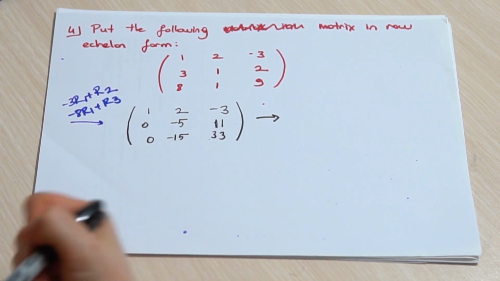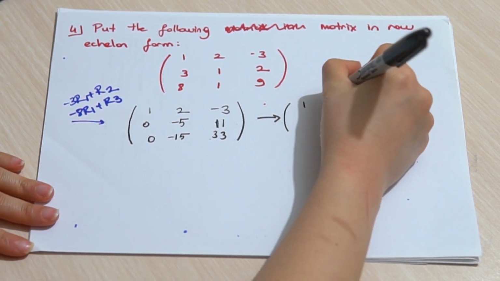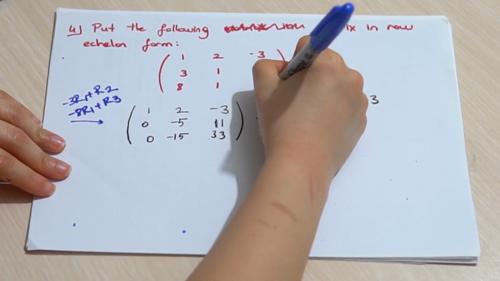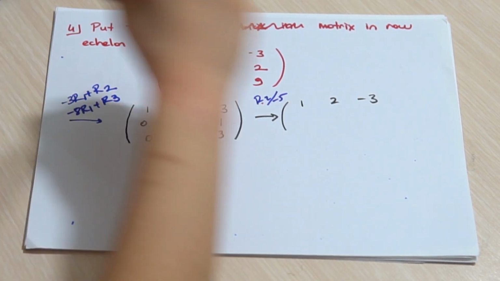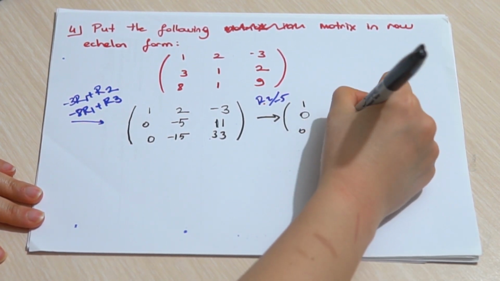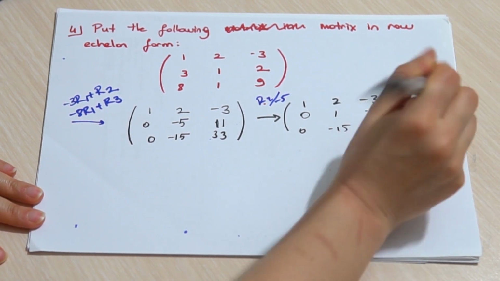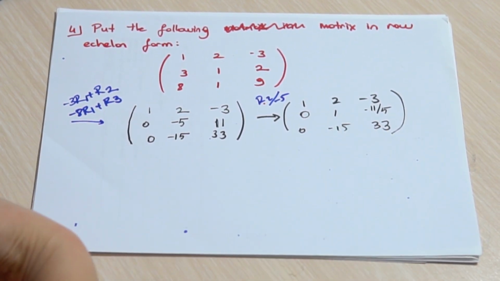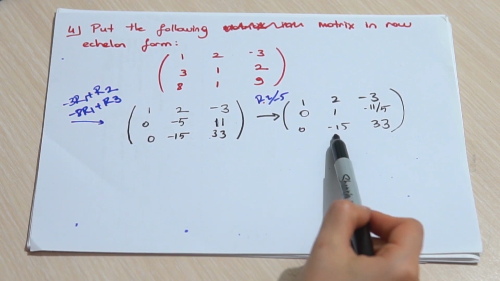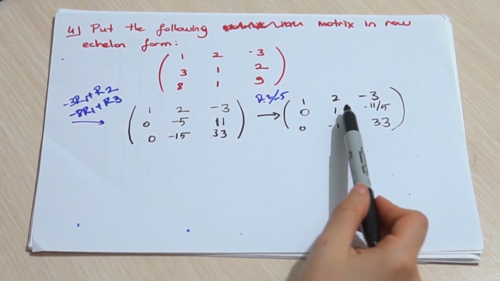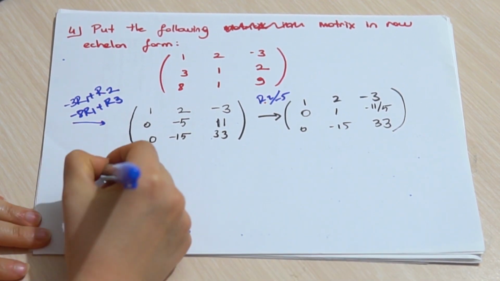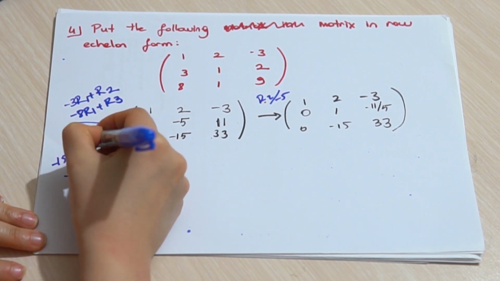I need to make this one also 1. So I will have 1, 2, minus 3. I divide row 2 by minus 5. So I will have 0, 1, minus 11 over 5, 0, minus 15, 33. Here, for the row 2, I have 1. So I don't want this 15 here. So I should add 15 row 2 to row 3.